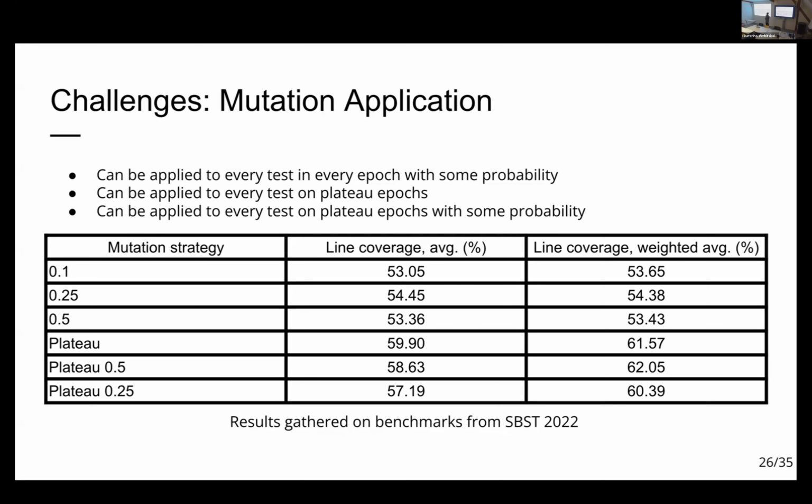Another idea was to apply only on plateau epochs. It was inspired by previous version. If we detected a plateau, we can try to apply this mutation to every individual, or to every individual with some probability. And as you can see, the results for plateau version are much higher. And especially with the plateau, when we apply on plateau to every individual.